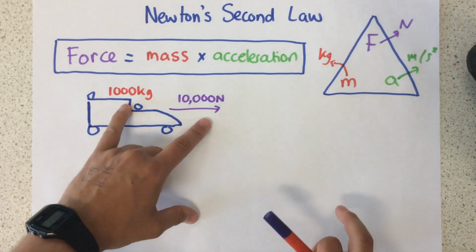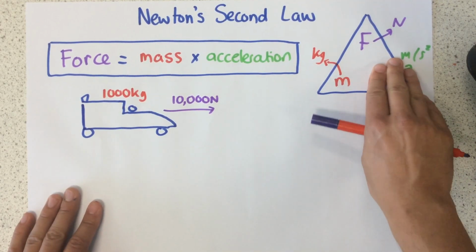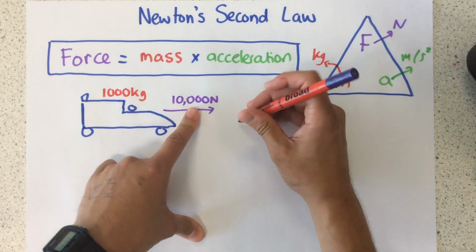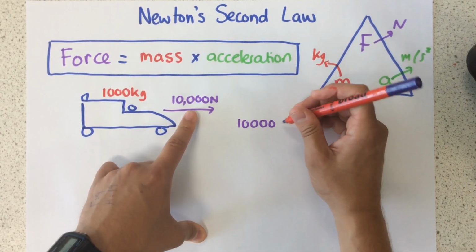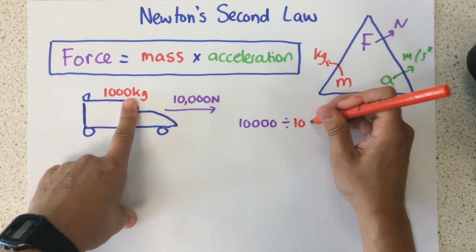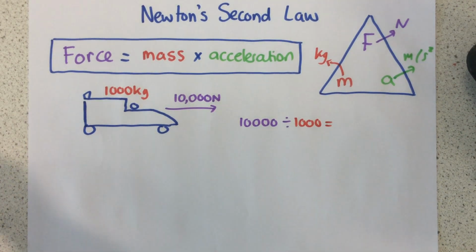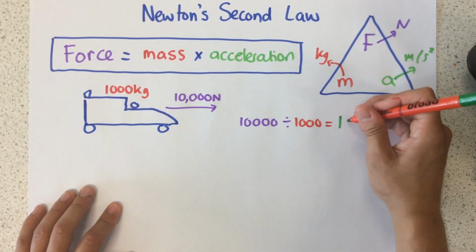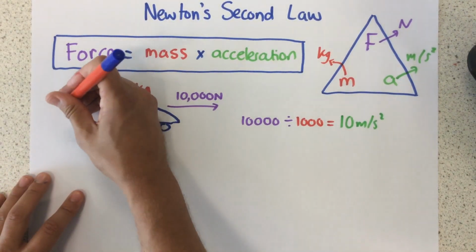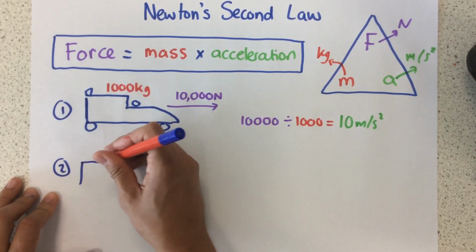So let's see, how would we find the acceleration? So to find acceleration, we cover it up and it would be force divided by mass. So our force is 10,000 divided by my mass, which is 1,000. So my acceleration of this particular vehicle would be 10 meters per second squared. So there's car 1.